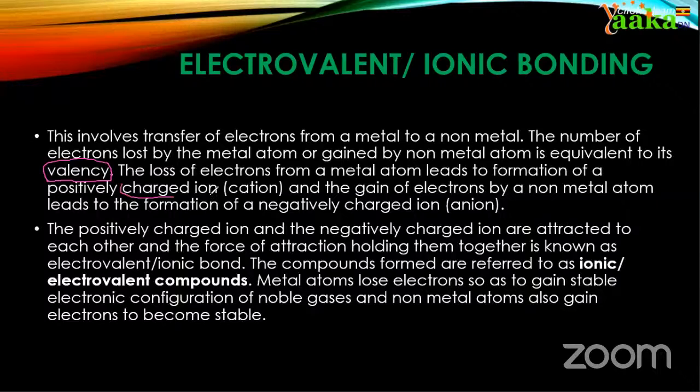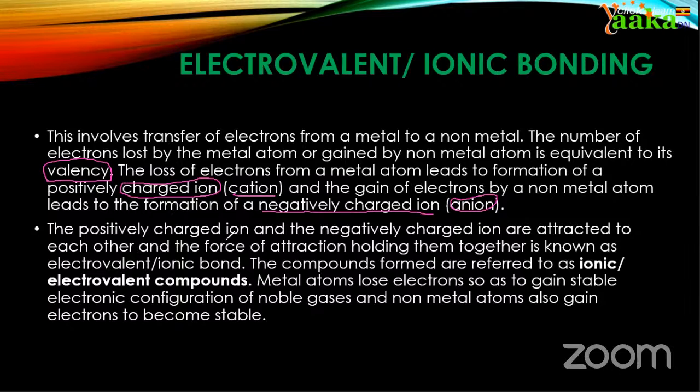The loss of electrons from a metal atom leads to the formation of a positively charged ion. When you lose electrons, you become more positive. Therefore, in this type of bonding, the metal that loses electrons becomes a positively charged ion, which we call a cation. And the gain of electrons by a non-metal atom leads to the formation of a negatively charged ion, which we call an anion.